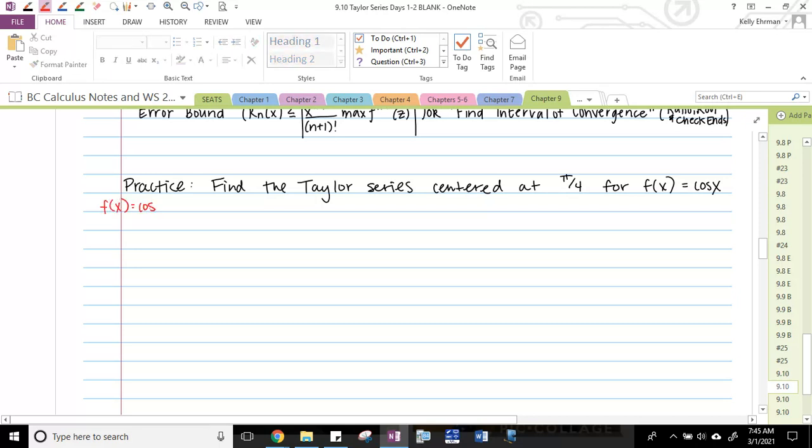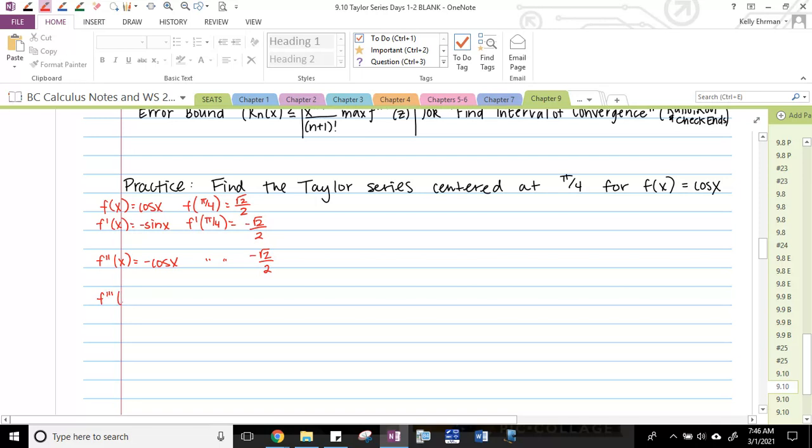The first thing to do is say f of x is cosine x. So what's f of pi over 4? Radical 2 over 2. The derivative will be negative sine x. And I'm not going to keep writing this out. The derivative at pi over 4 is negative radical 2 over 2. The second derivative would be negative cosine x, evaluated at pi over 4 is negative radical 2 over 2 again.